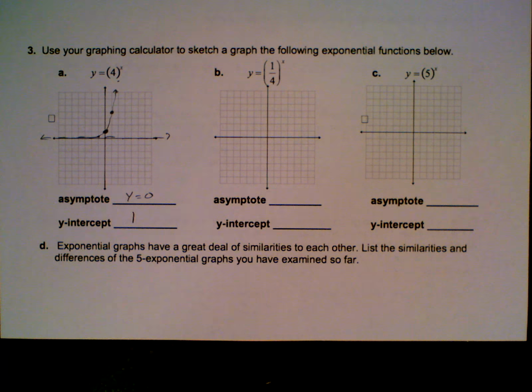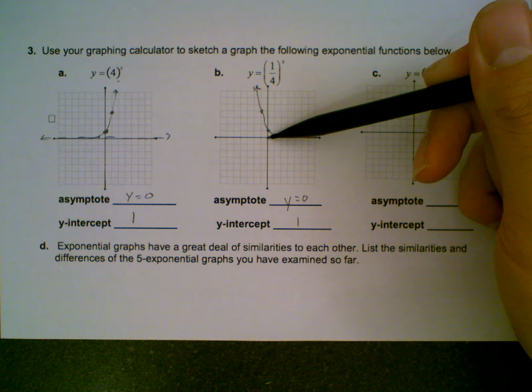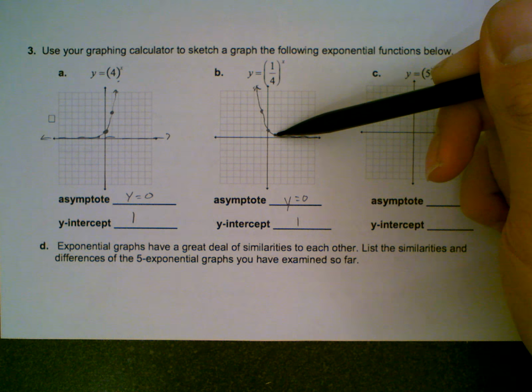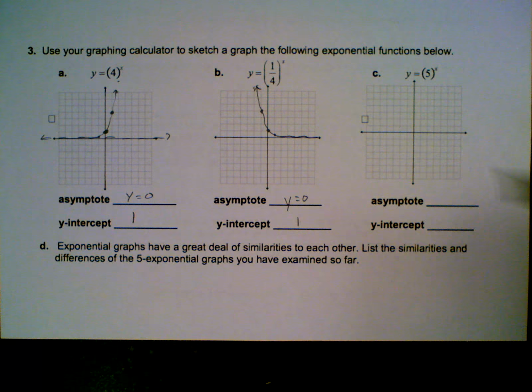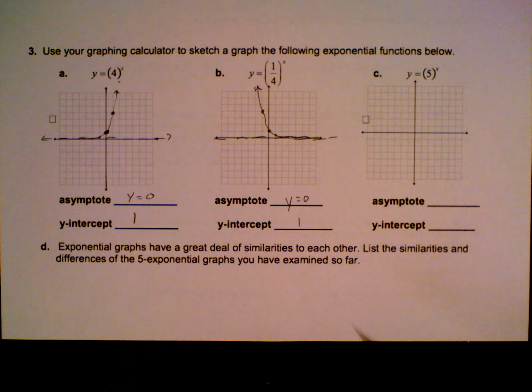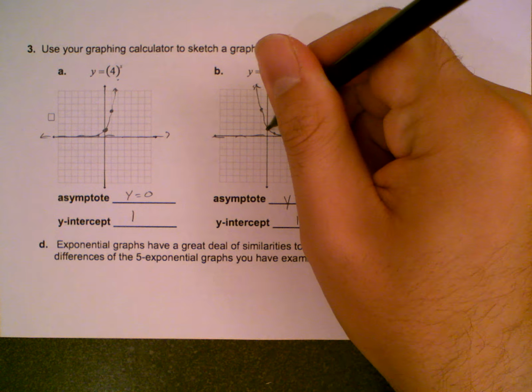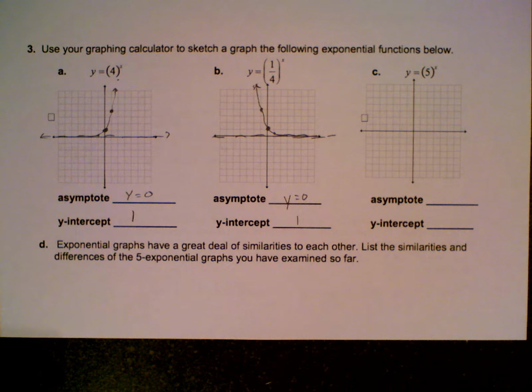All right, go ahead and try B on your own. Go ahead and pause the video. All right, if your graph looks like this, meaning that you have a point here that is -1, 4, 0, 1, and 1, 0.25, looks kind of like that. Asymptote is once again y equals 0. It's never actually going to cross that line. And my y-intercept is 1. All right, perfect. So if it looks like that, nice job. Go ahead and do C on your own.